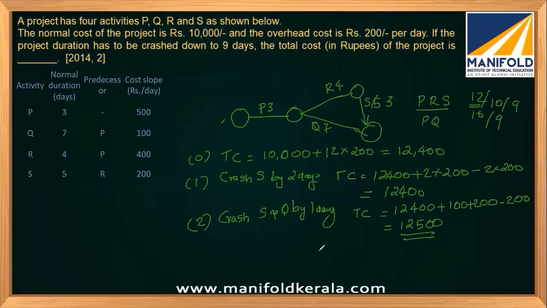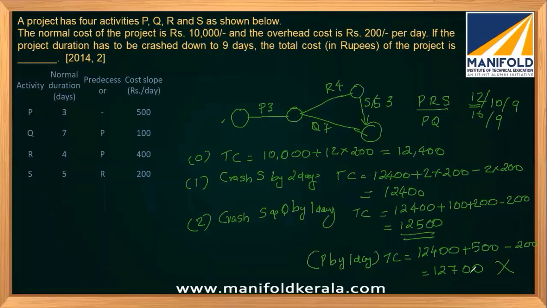But there is another possibility. Suppose P is a common activity for PRS and PQ. Suppose I reduce P, how much increase in cost will come? 500 rupees, right? But it is a common thing, so we only have to see the case of reducing P by 1 day. Then the total cost will be 12400 plus 500 minus 200. It will be 12700. Anyhow, it is greater than this, so we will not take this case.